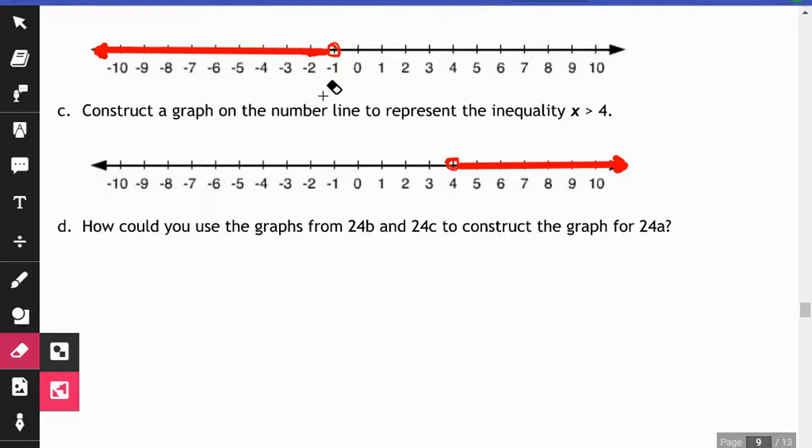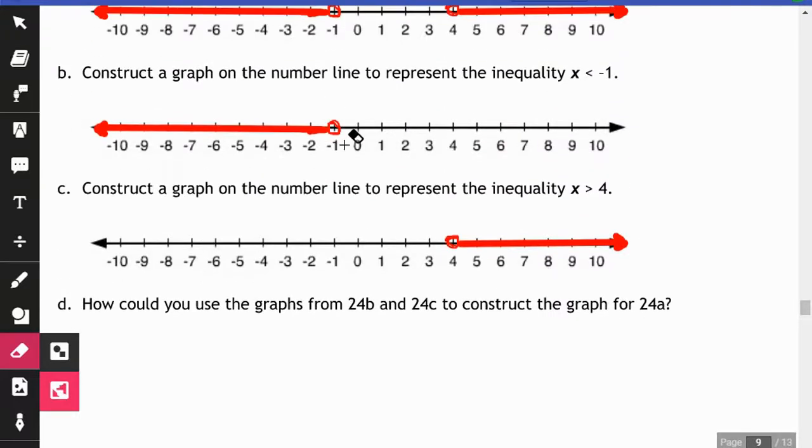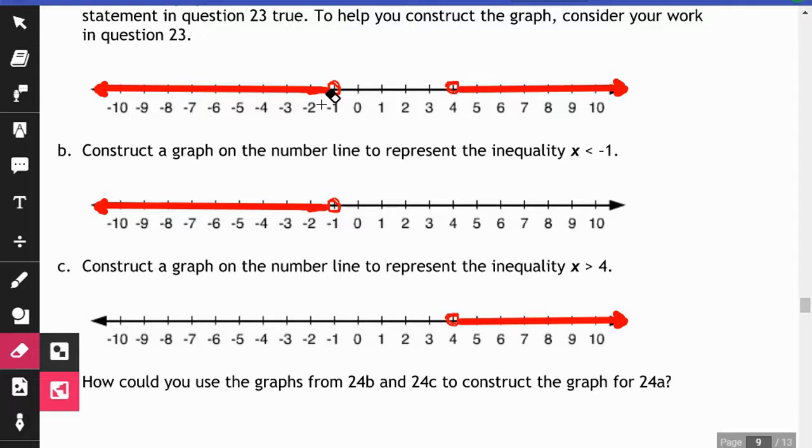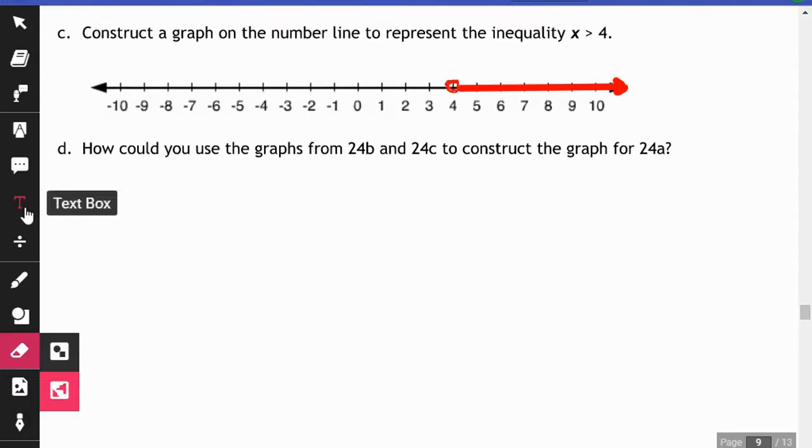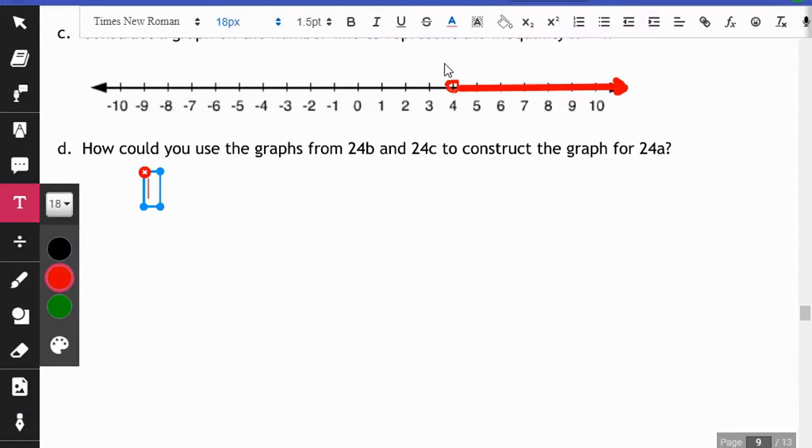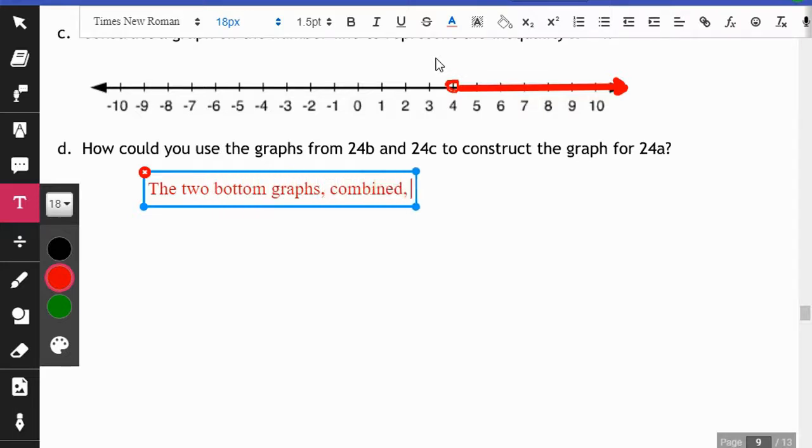Could you use graphs B and C? All I have to do is combine them, right? B and C combined makes A. That's all they're asking here. The two bottom graphs combined form the top graph.